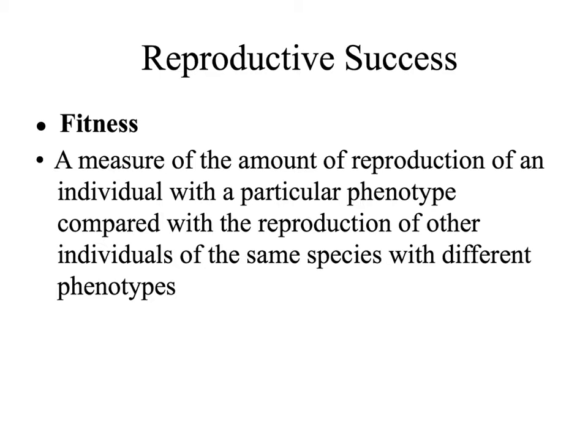Reproductive success is also known as fitness. So when we're talking about evolution and fitness, we're not talking about going to the gym and getting big and buff. When we talk about fitness and evolution, we're talking about reproductive success. This is a measure of the amount of reproduction of an individual with a particular phenotype, and we compare that with the reproduction of other individuals in the same population. So basically, if you are more fit, you have more babies.